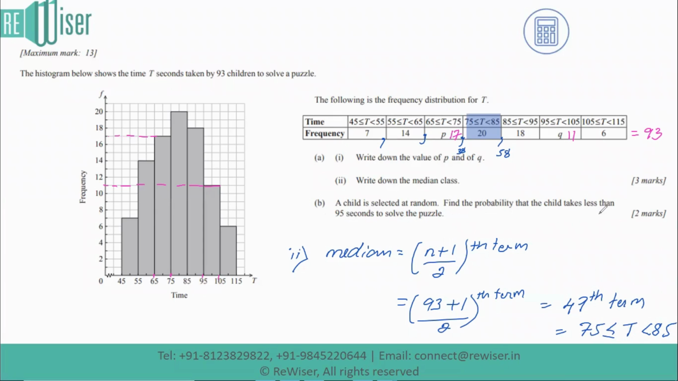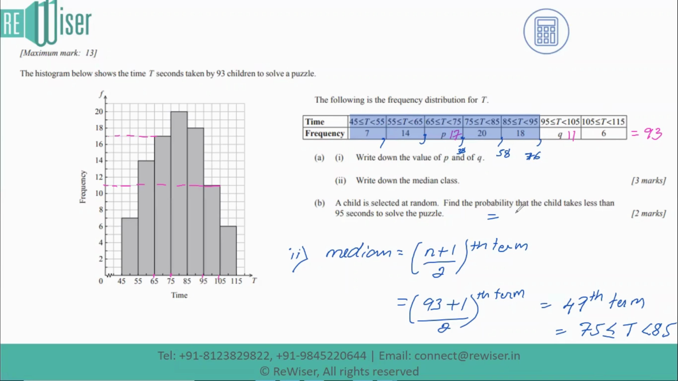Now for part B, a child is selected at random. Find the probability that the child takes less than 95 seconds to solve the puzzle. If I talk about the total number of children who take less than 95 seconds to solve the puzzle, that's basically the sum of this entire thing. So in that case, this is going to be 58, and 58 plus 18, when you add all these, is going to be 76.